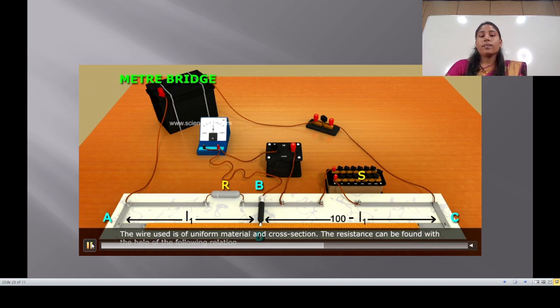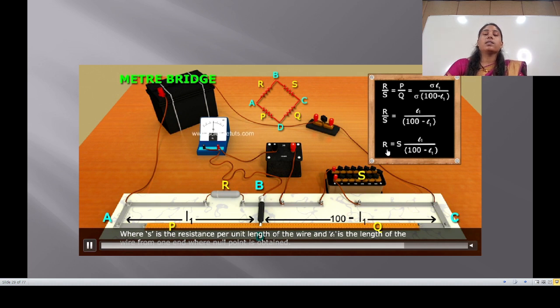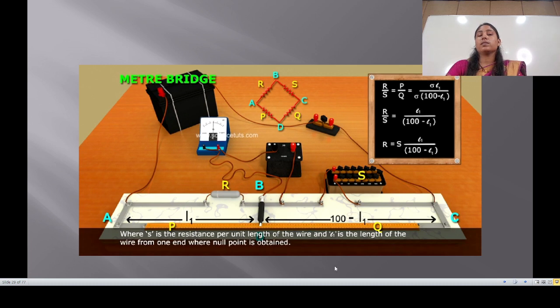Which relation? R divided by S is equal to P divided by Q, which is equal to sigma L1 divided by sigma into 100 minus L1, where sigma is the conductivity of the wire. R divided by S is equal to L1 divided by bracket 100 minus L1. So R is equal to S into L1 divided by 100 minus L1, bracket complete. So this is the formula, and with the help of this formula we can find out the resistance value.